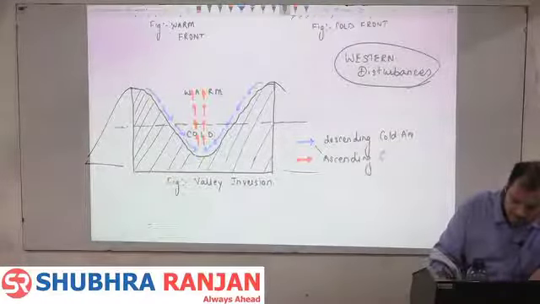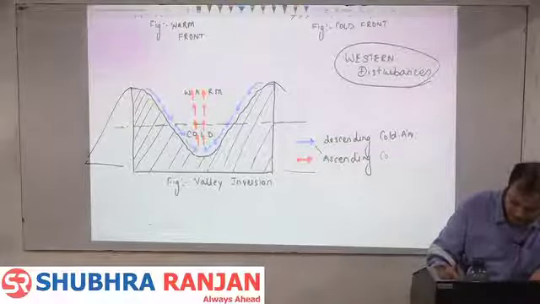Why is it known as advectional inversion? Because here there is a movement of air.